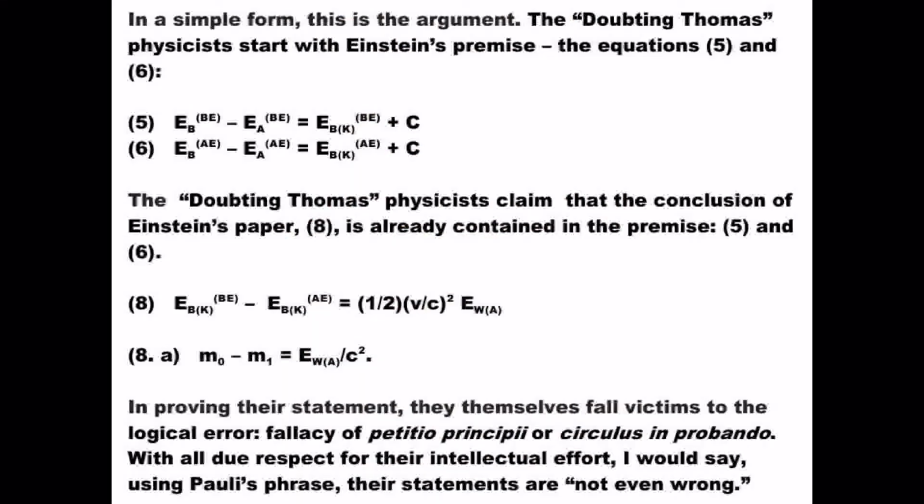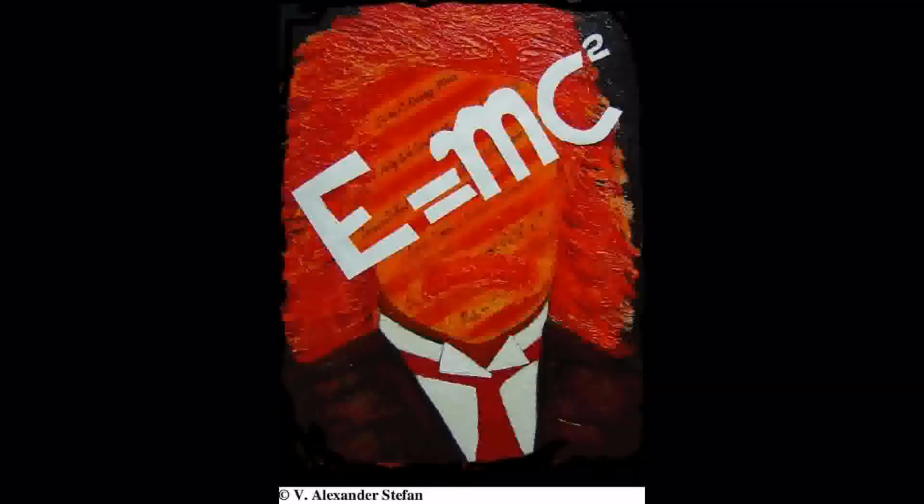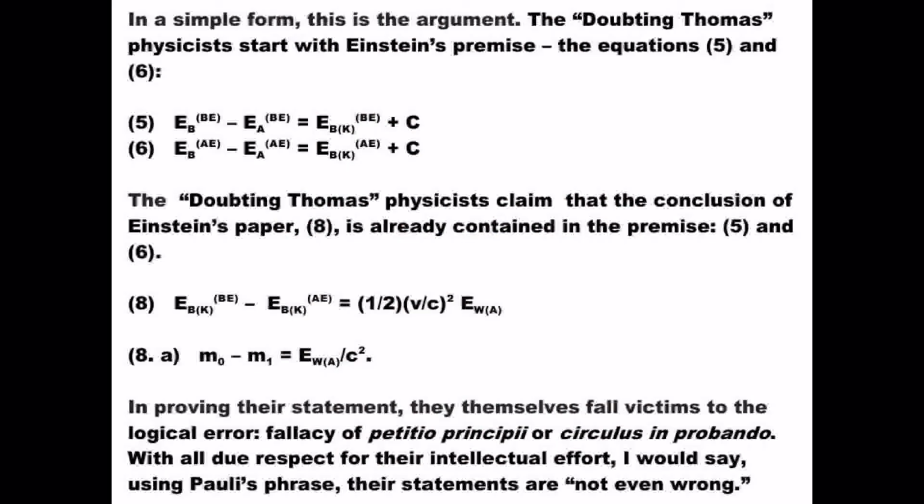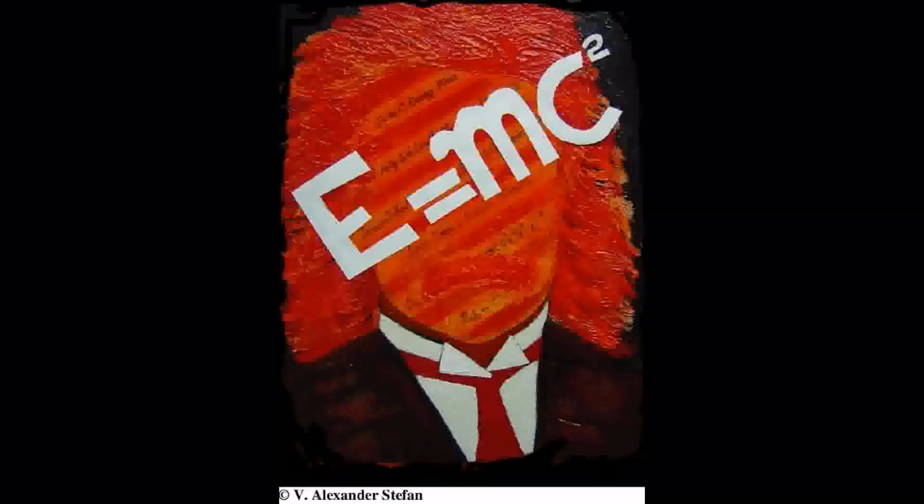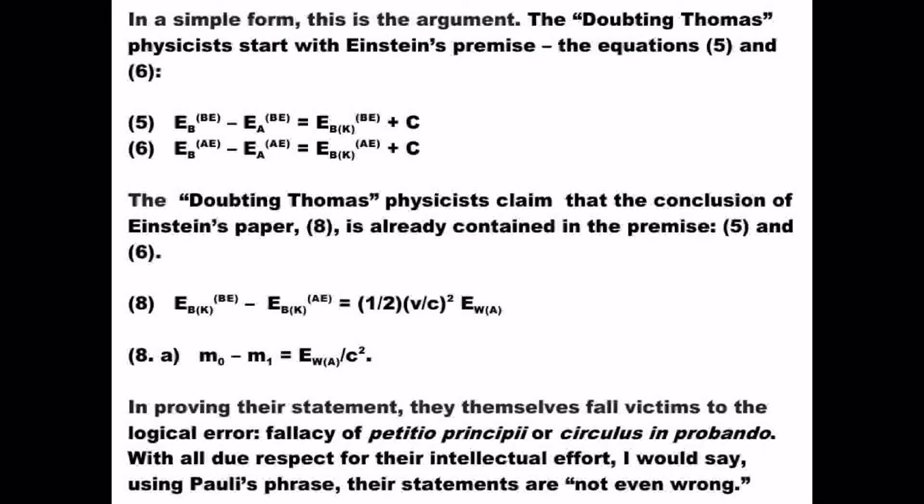In a simple form, this is the argument. The doubting Thomas physicists start with Einstein's premise, the equations 5 and 6. The doubting Thomas physicists claim that the conclusion of Einstein's paper, equation 8, is already contained in his premise, 5 and 6. In proving their statement, they themselves fall victims to the logical error, fallacy of Petitio Principii or Circulus in Probando. With all due respect for their intellectual effort, I would say, using Pauli's phrase, their statements are not even wrong.